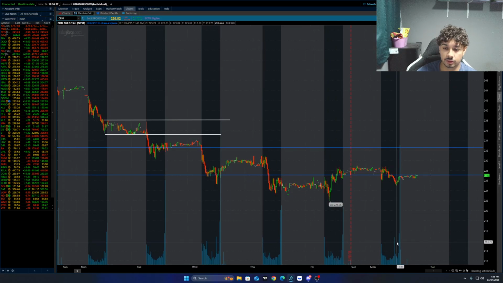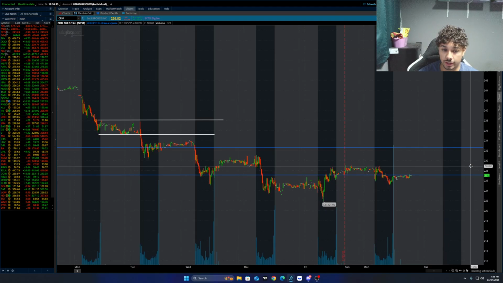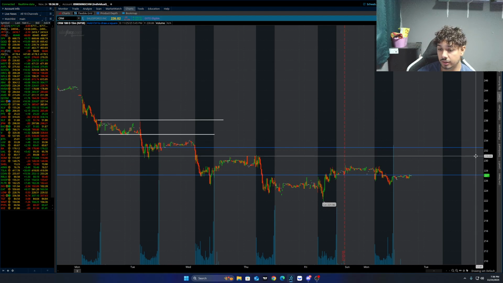Okay, I guess we'll just take a look at it like that. As we can see, it's still kind of rejecting from that area right here. I would say any pop above that, I'd get in, and then right there would be my TP.